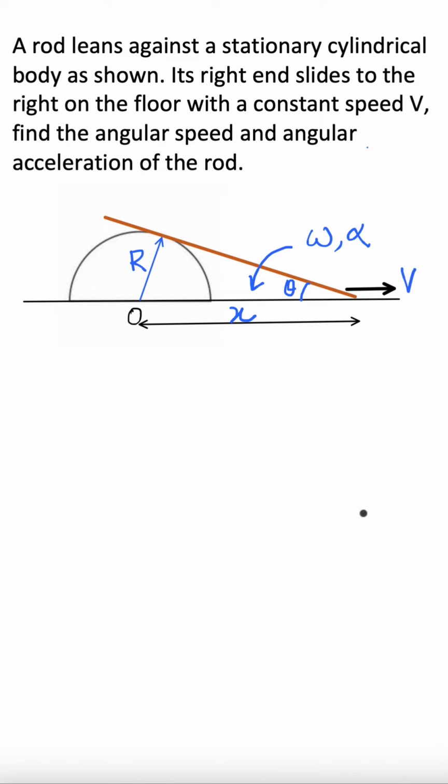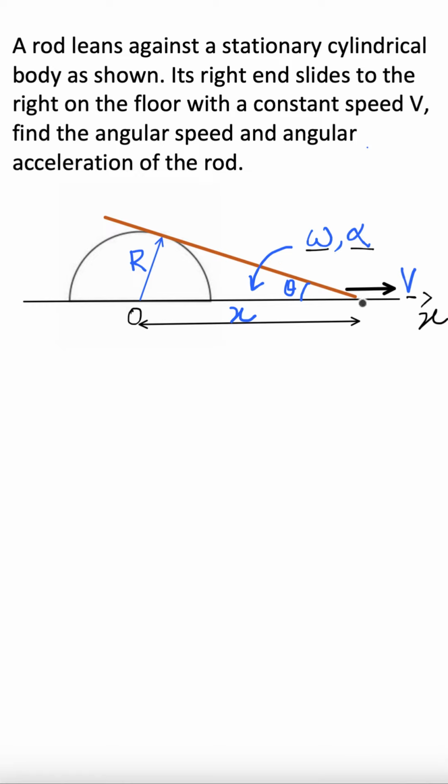There is a cylinder here which is of radius r, and there is a rod of some length which is resting on the cylinder. Every surface is frictionless, so what will happen is that this rod will start sliding. It's given that this rod is moving with velocity v in this x direction. Let's say this is x, since this rod will also turn in this way.